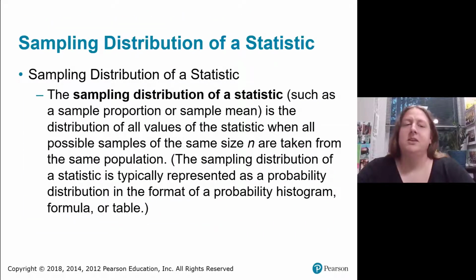So let's look at the definition of a sampling distribution of a statistic. This is a distribution of all values of the statistic when all possible samples of the same size, n, are taken from the same population. So we usually represent this using a probability distribution in the format of a probability histogram, a formula, a table, something like that. So that's the general definition.